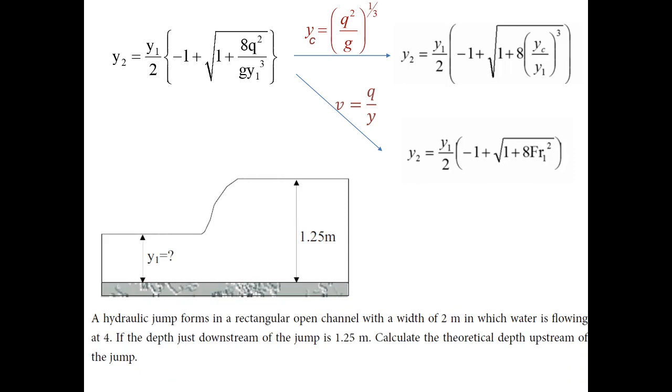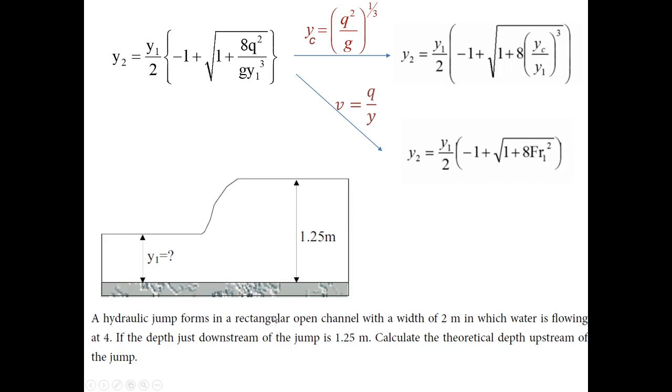Let's have an example to see how this formula can be used to solve a problem. In this example, a hydraulic jump forms in a rectangular open channel with a width of 2 meters, in which water is flowing at a discharge of 4 cubic meters per second. If the depth just downstream of the jump, sequent depth, is 1.25, as you see here, the question asks us to calculate the depth at upstream of the jump, y1. How can we solve it?